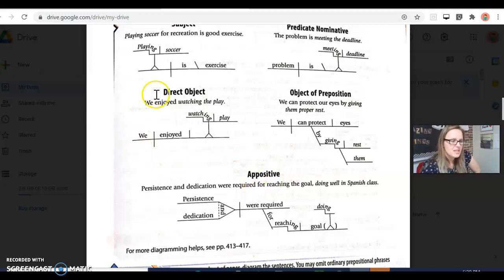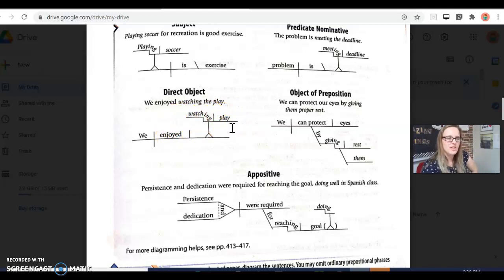Sometimes they don't. Let's look at it as it's functioning as a direct object. We enjoy watching the play. We enjoyed what? It answers the question what. It's an action verb, enjoyed, so it's a direct object. But because it's this whole phrase, looks like a verb, but acts like a noun, it gets its own special little pedestal. Walk, ing, watching, and then its complement is play. So this is a direct object. Watching the play, watching the what, the play. Enjoy the what, watching the play.